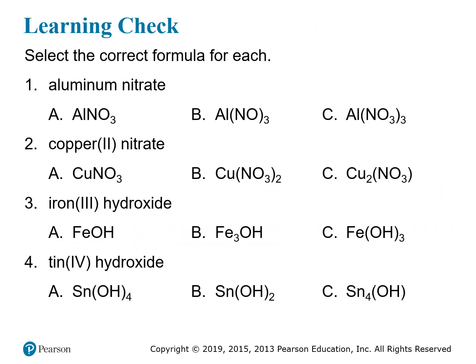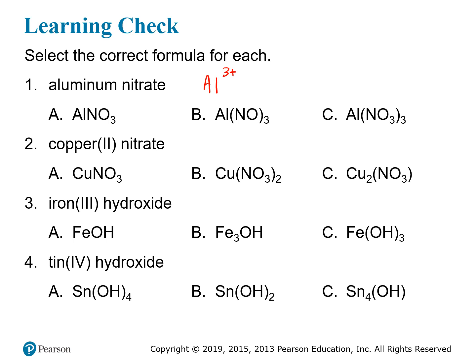Let's do a few examples ourselves. Okay, so they're giving us names for different compounds, including polyatomic ions, and they want to know the formulas. So the first one is aluminum nitrate. Well, we know aluminum is Al, and if you look in the periodic table, it's in group 3A or 13. It has 3 valence electrons, and therefore it always forms +3 charge ions.